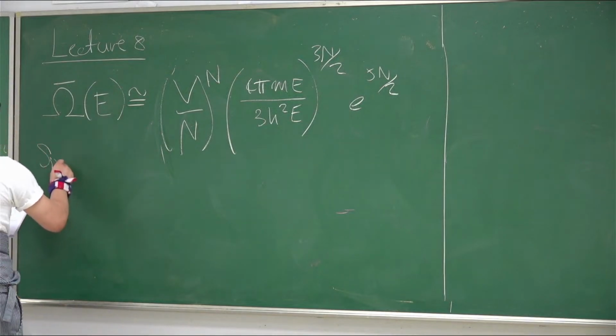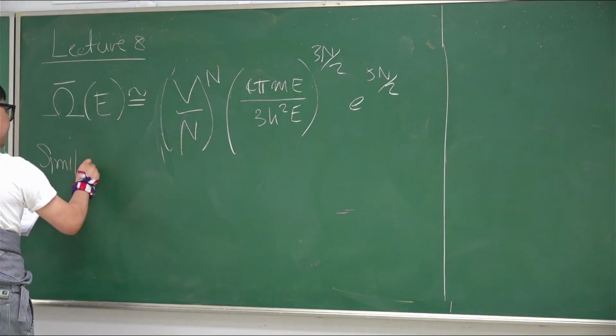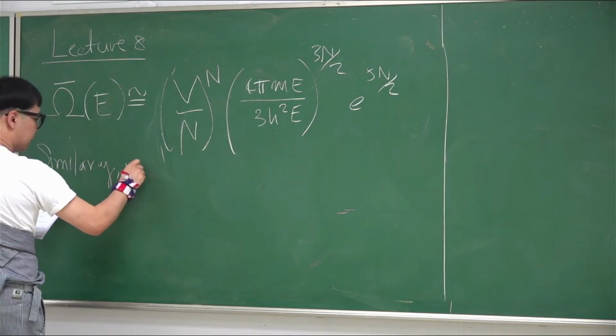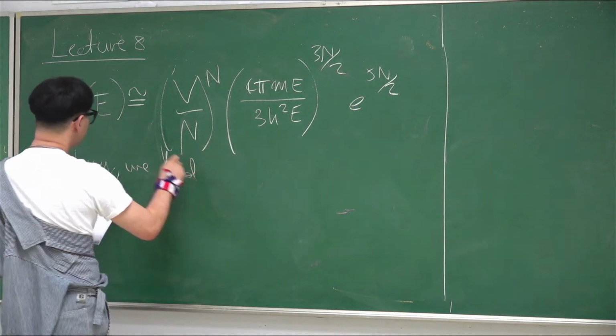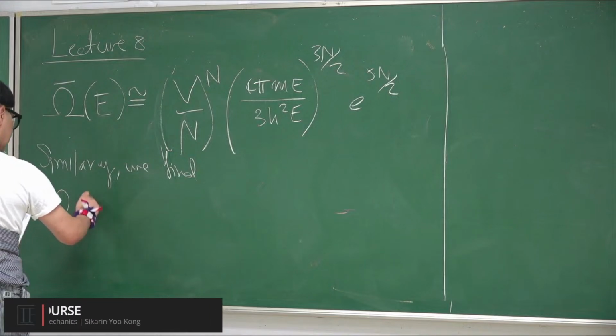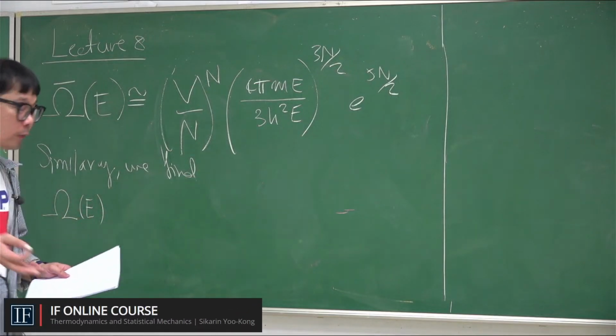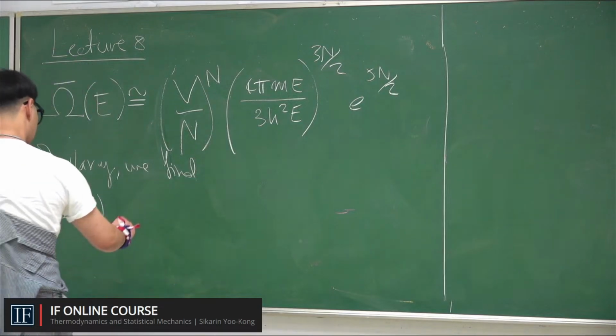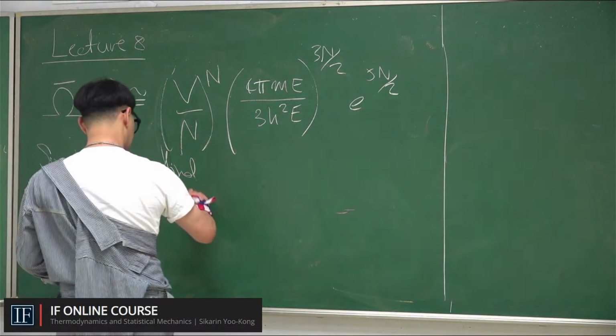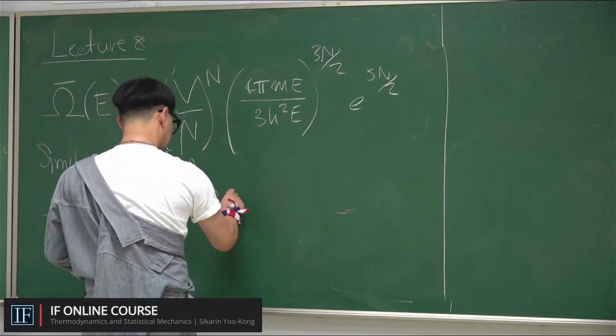Similarly, once you have this quantity, it's not difficult now to compute the omega, right? Because we know the relation between the omega and the omega bar. So your omega is going to be this one.